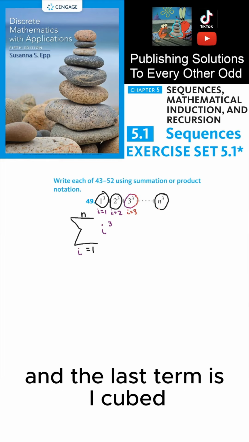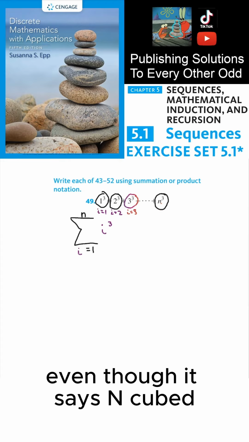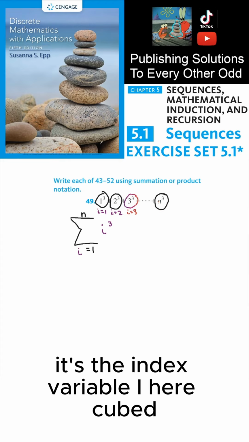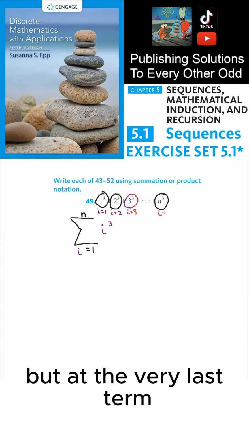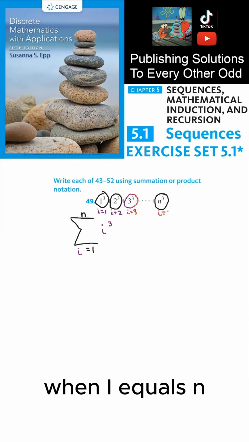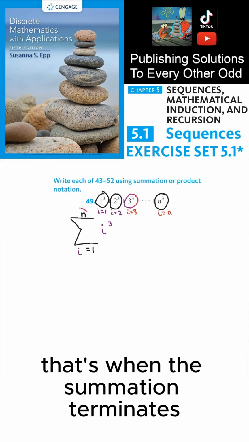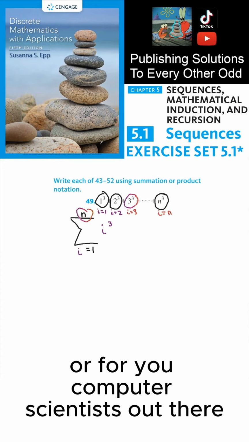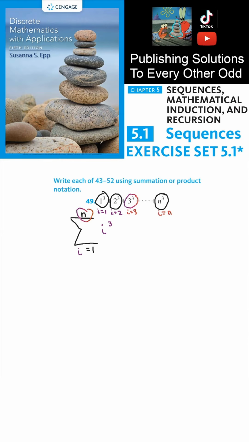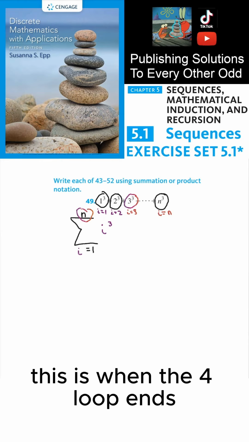And the last term is I cubed. Even though it says n cubed, it's the index variable I here cubed, but at the very last term when I equals n. That's when the summation terminates. Or for you computer scientists out there, this is when the for loop ends. And so this is my final answer.